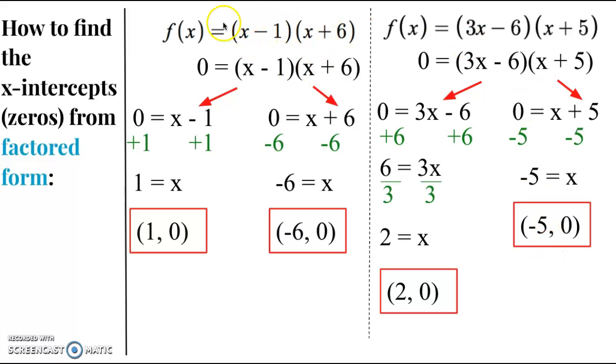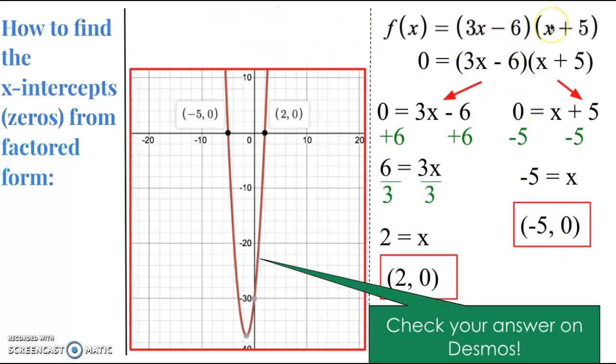So we can take this equation or this equation, we can type it into Desmos, and we can make sure that our answers are correct. You'll notice that the point 2, 0 shows up right here. That's an x-intercept. And the other point, negative 5, 0 shows up here. So now we know that we are correct.